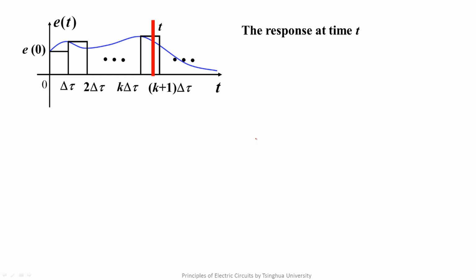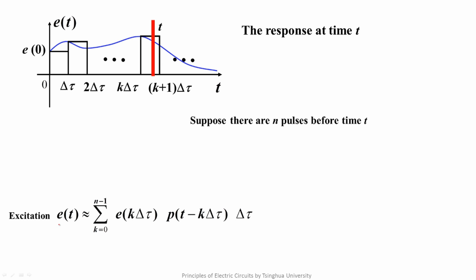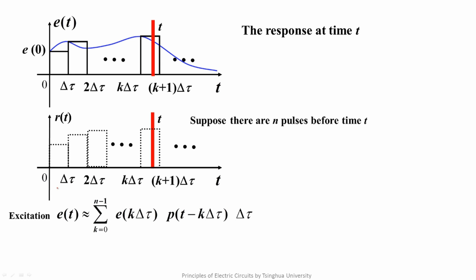At time t, what's the superposition of the responses of the unit pulse functions before time t? We suppose there are n pulse waves before time t. So the number of the excitations is no longer infinite, but n. k is from 0 to n-1. We use waveforms to explain the response. The dotted lines correspond to the former pulse waves.